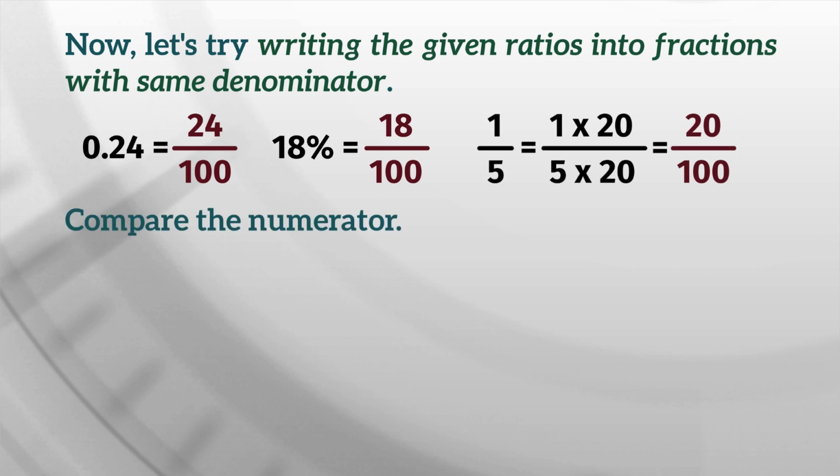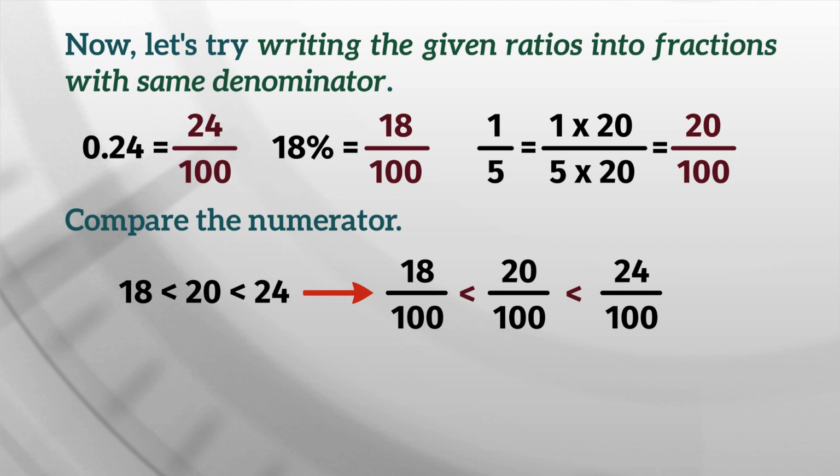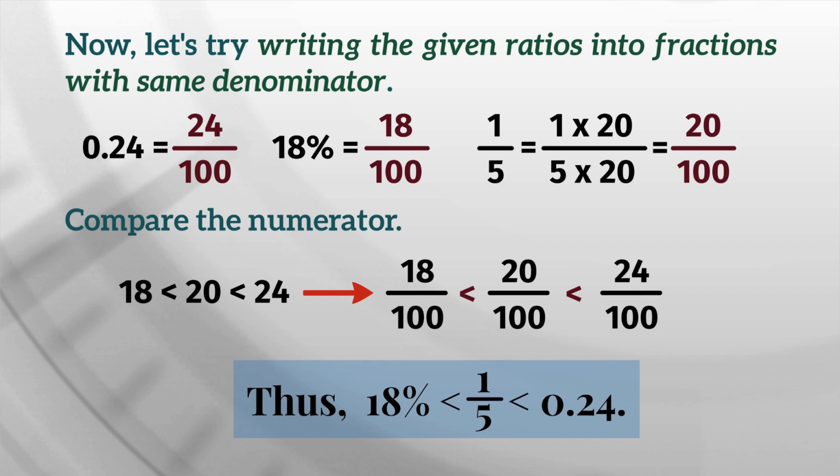Now we can compare. Since 18 is less than 20 and 20 is less than 24, then the order of the fractions is like this. 18/100 comes first, followed by 20/100, and the greatest is 24/100. Thus, the order of the original given rational numbers is 18%, 1/5, and 0.24. We got the same order.